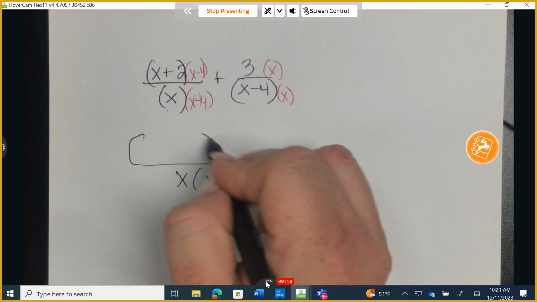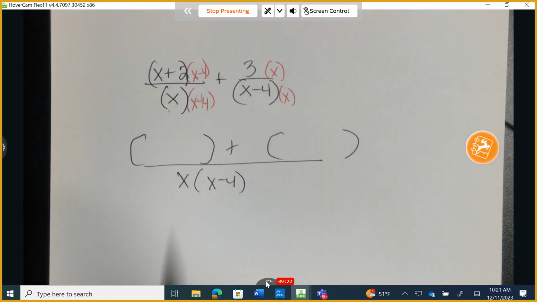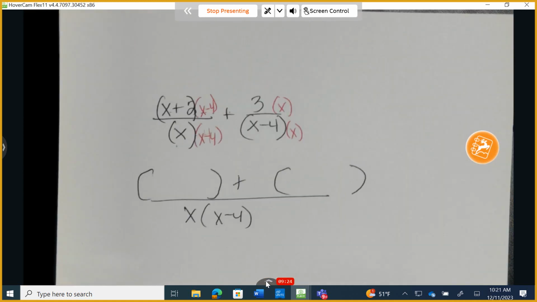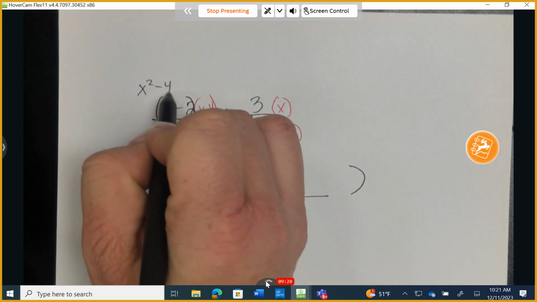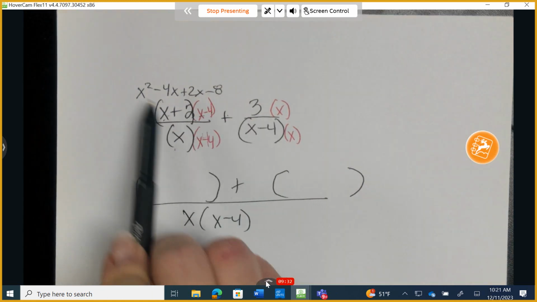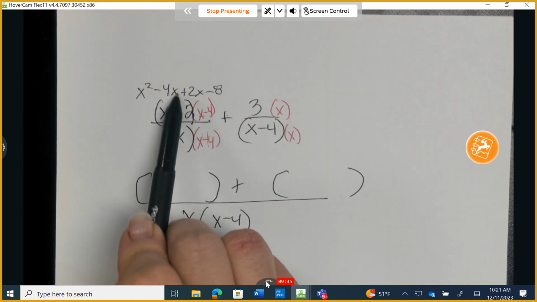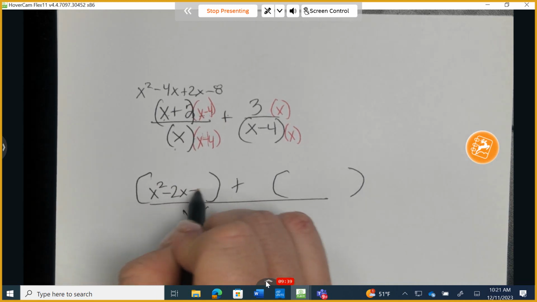I have two parts, the right and the left, separated by an addition sign. Now on the left-hand side in the numerator, I'm going to FOIL this. Front, outside, inside, last. Front, outside, inside, last. And when I combine, I get x squared, subtract 2x, subtract 8.